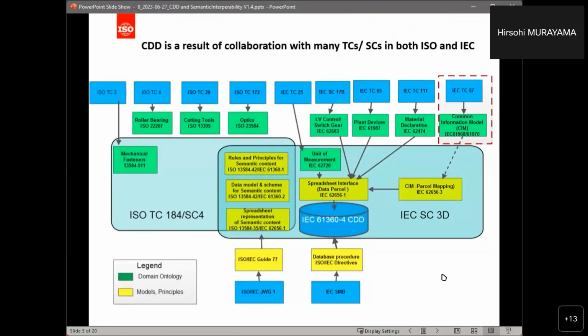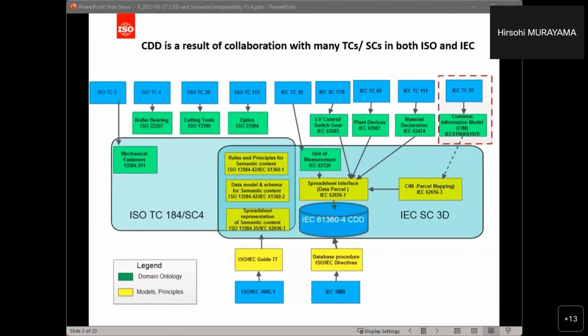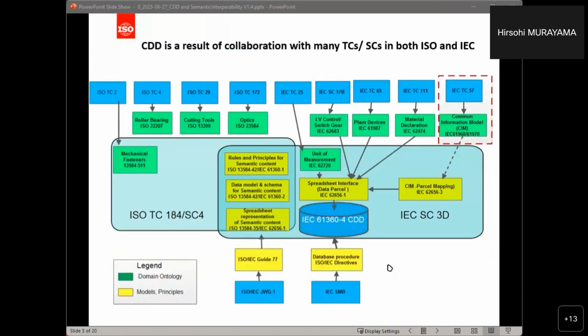Okay, next slide, please. We are collaborating with many TCs and SCs in ISO and IEC. Notably, IEC TC65, they are developing so many standards, more than 10 or 20 ontology standards there, and still continuing to develop that. And also, it is written as SC 17B, but currently it is IEC TC121, I think. They are developing standards. With this way, we are collaborating with many TCs and SCs.